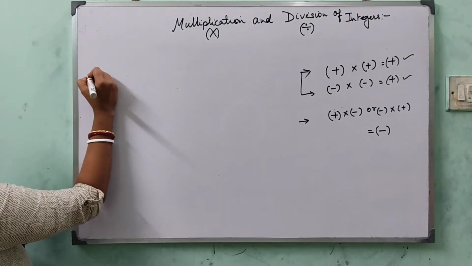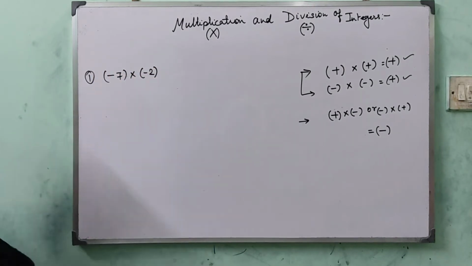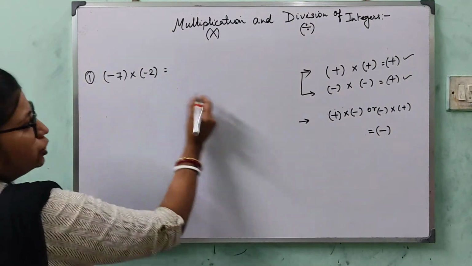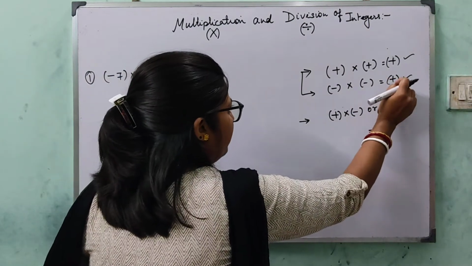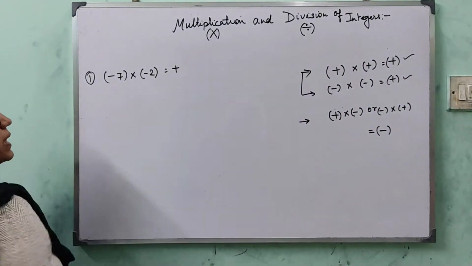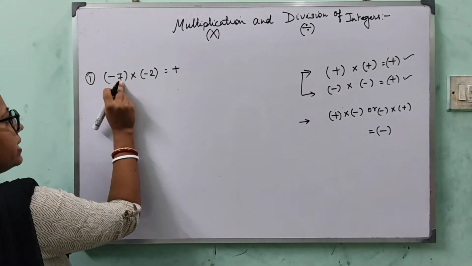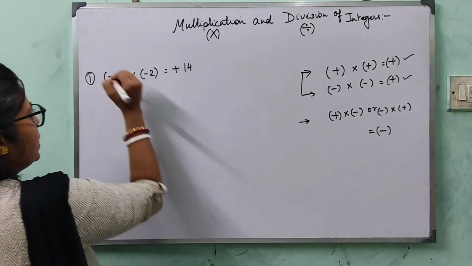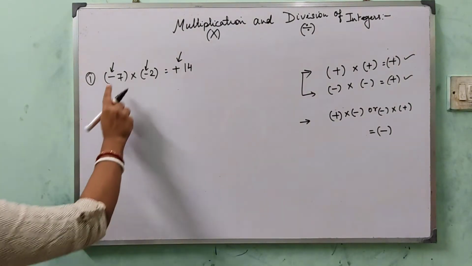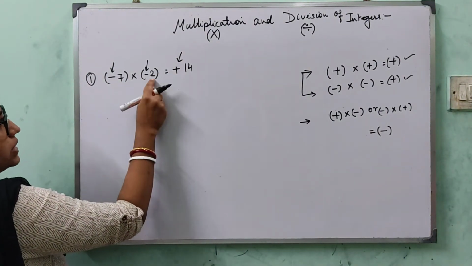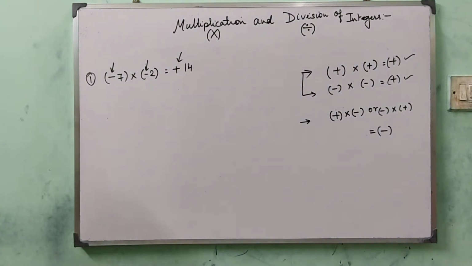Say for example, minus 7 into minus 2. So what do we do over here? As I told you about the signs, when you multiply both negative integers, the result will have a positive sign. So here about the sign, I can say it's a positive sign. And what about the numerical value? It will be 7 into 2. The signs will tell you what is going to be the sign of the product, and the two numbers, regardless of the signs, you will multiply them and write the product here in the result.